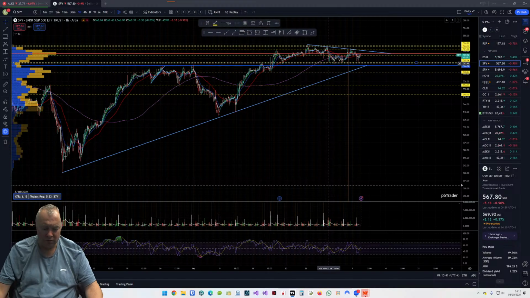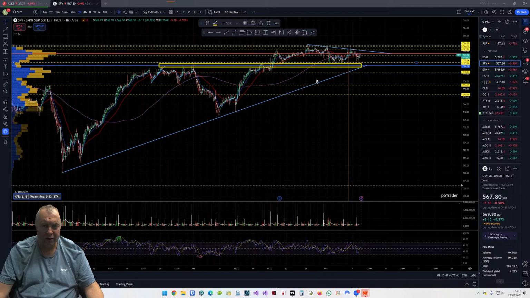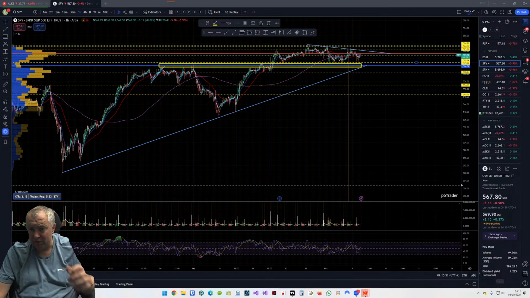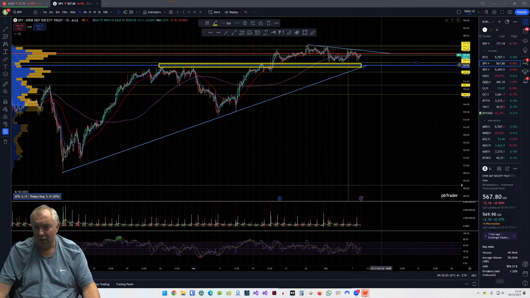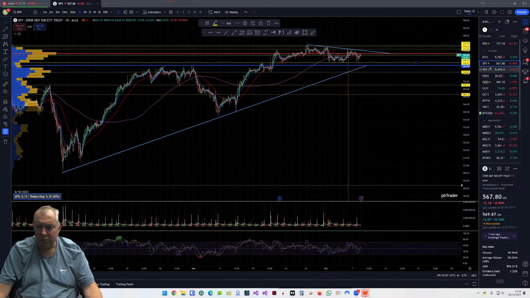You know, it's a zone. What we're looking at is a zone rather than a level, a line. So we're kind of looking at this. Where's my rectangle? That area there. So we can watch that area for a bounce as well, and that's around 565 to 564 area. SPX levels.